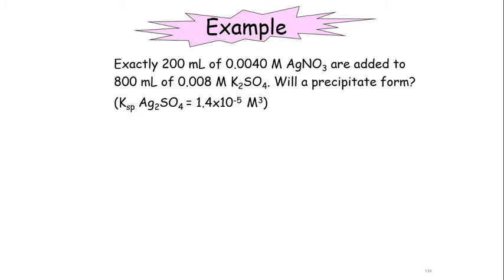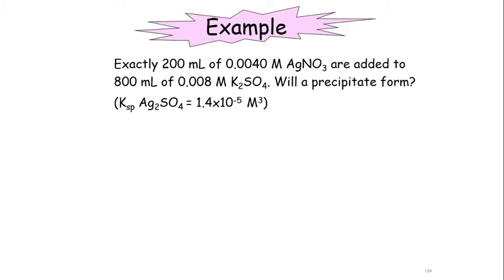Exactly 200 ml of 0.004 molar AgNO3 are added to 800 ml of 0.008 molar K2SO4. Will a precipitate form given the Ksp for Ag2SO4 equal to 1.4 times 10 to the power of negative 5?